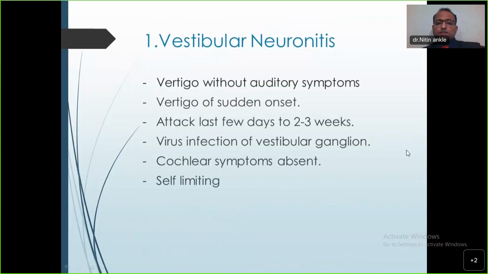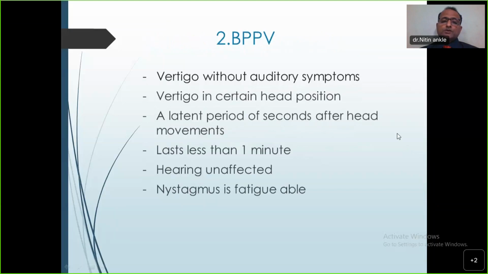Now, vestibular neuritis. This is vertigo without auditory symptoms. So there won't be any hearing loss or any tinnitus. The vertigo is sudden in onset. The attack lasts for a few days. It's not hours, but a few days, up to 2 to 3 weeks. This is basically a viral infection of the vestibular ganglion, and the cochlear nerve is spared, so there will be no hearing loss or tinnitus. It's a self-limiting disorder, so the treatment will be only symptomatic, and that will take care of the situation.